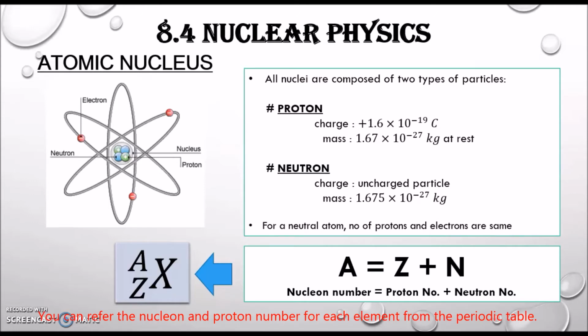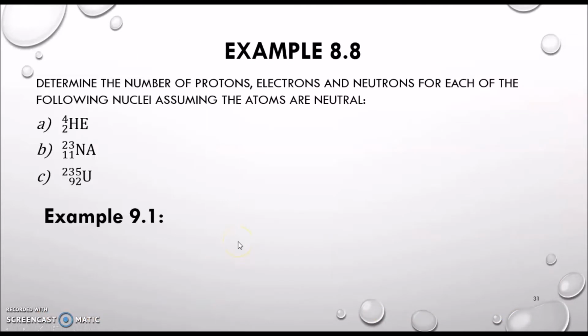A nucleus consists of neutrons and protons, and you can get the nuclear number by using this equation: A equals Z plus N, where A is the nuclear number, equal to proton number plus neutron number.